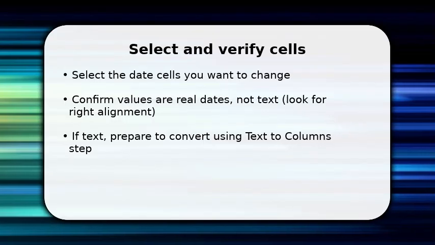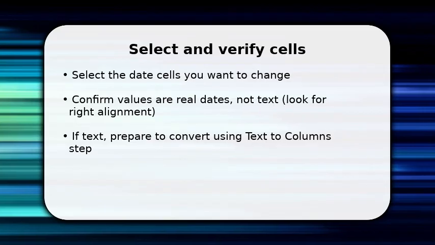You start by selecting the range that contains the dates you will change. Make sure you inspect a few cells. Real Excel dates are serial numbers formatted as dates and usually align right.